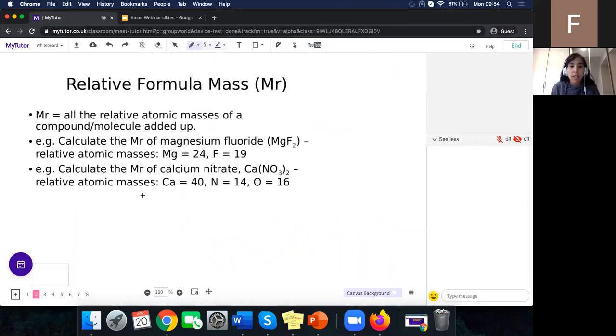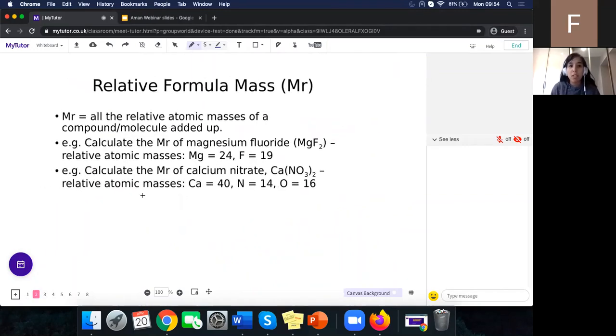Okay. The next thing then is the relative formula mass. So the relative formula mass is all the relative atomic masses of a compound or molecule added up. So we've calculated how to do the relative atomic masses. In questions, they usually give you the relative atomic masses unless they're specifically asking you to use isotopes to calculate it. So here it's asking us to calculate the Mr, the formula mass of magnesium fluoride. They've given us the compound is MgF2, and they've given us the relative atomic masses. So all we need to do is add up the atomic masses of each element. So magnesium has 24, so we do 24.